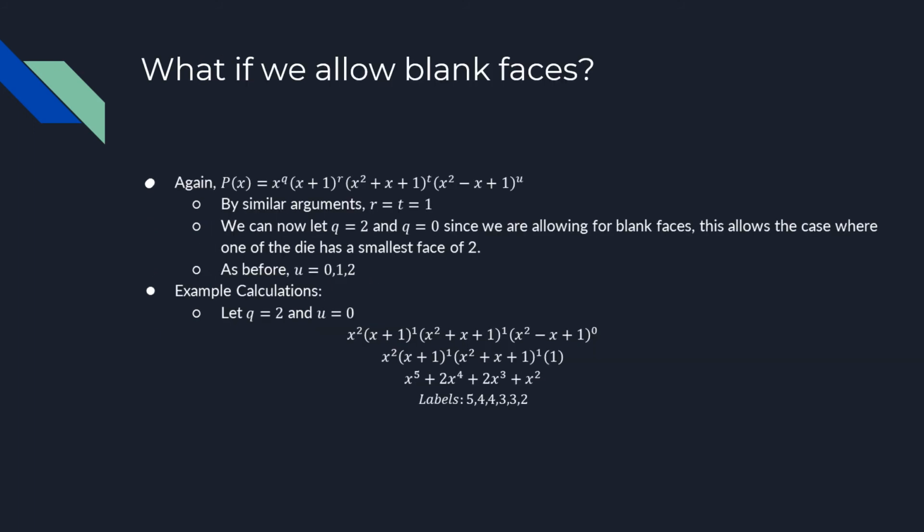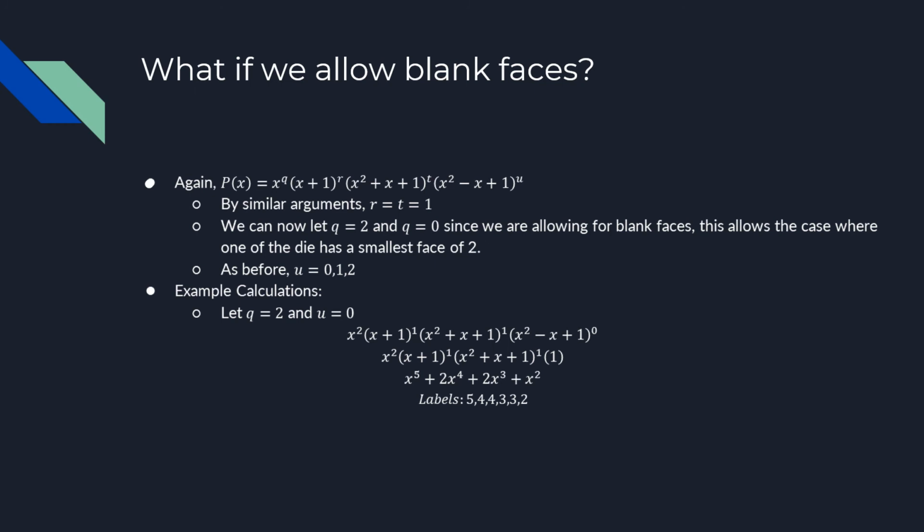But now, what if we allow for blank faces? So again, we're going to use that unique factorization. P of x is equal to x to the q times x plus 1 to the r times x squared plus x plus 1 to the t times x squared minus x plus 1 to the u. And again, I'm going to look at trying to restrict some of my parameters as much as possible. So by similar arguments as before, I'm going to say r is equal to t equal to 1. Nothing changes there.